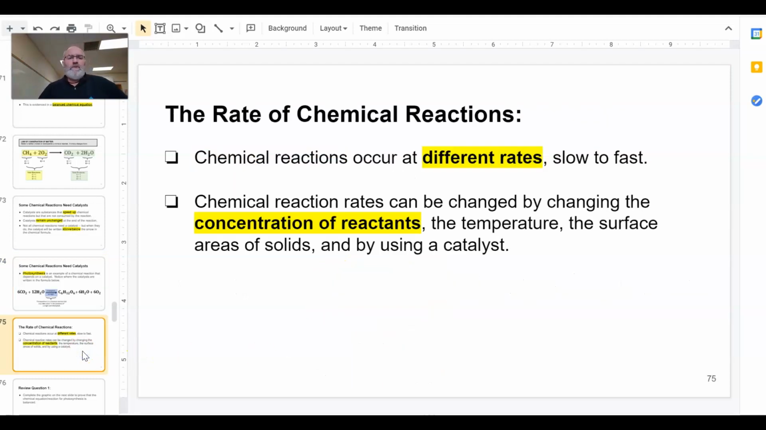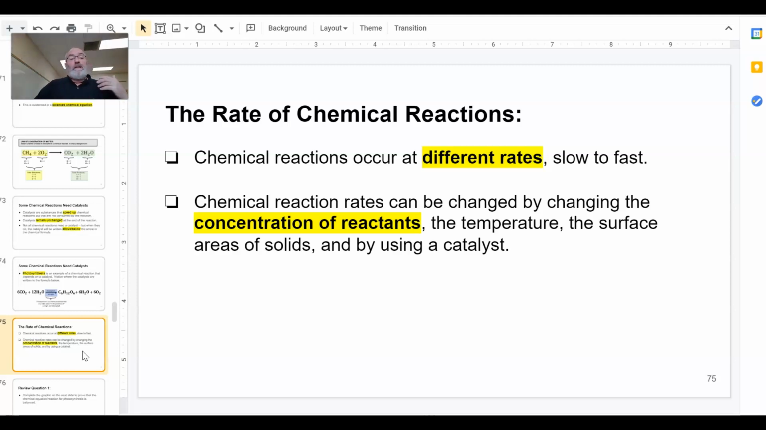All right? Now, I do want you to know one final thing. Chemical reactions can happen at different rates. Some of them happen very slowly, some of them happen very fast. And don't forget, when we talk about a chemical reaction, we're talking about atoms and elements rearranging to make new products. Now, sometimes we can intentionally change the rate of a chemical reaction.